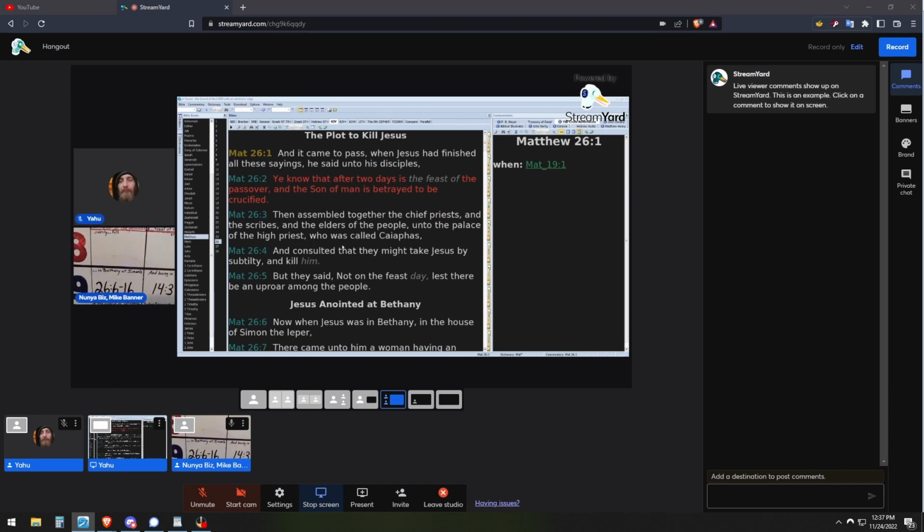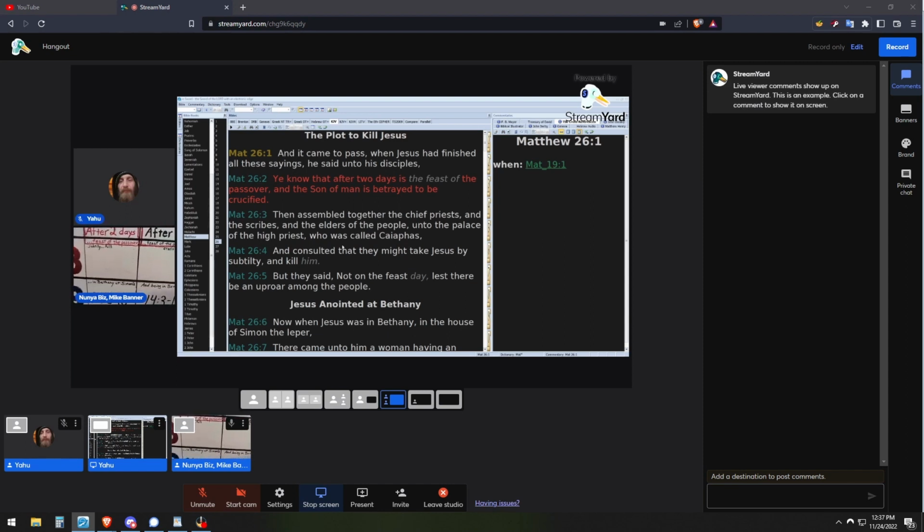But when his disciples saw it, they had indignation, saying, "To what purpose is this waste? For this ointment might have been sold for much and given to the poor." When Jesus understood it, he said unto them, "Why trouble ye the woman? For she hath wrought a good work unto me. For ye have the poor always with you, but me ye have not always. For in that she hath poured this ointment on my body, she did it for my burial."